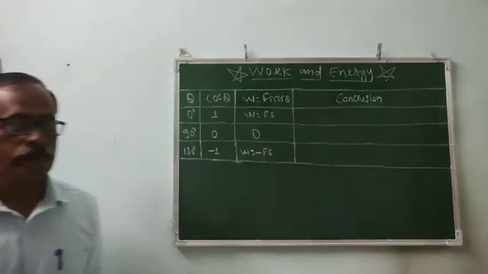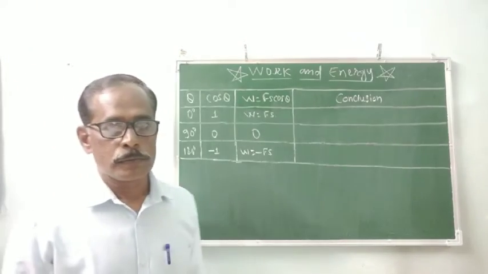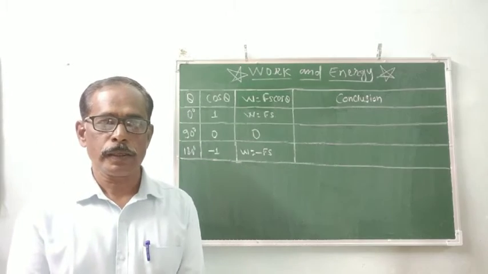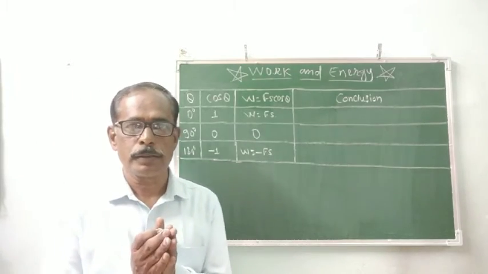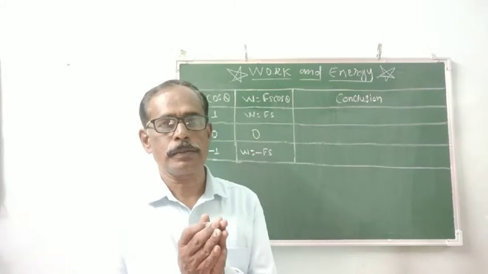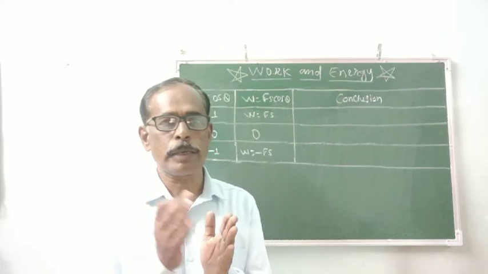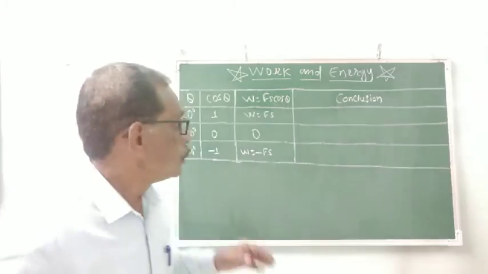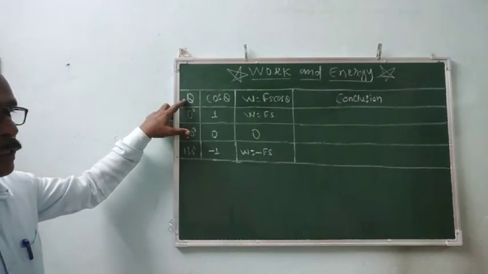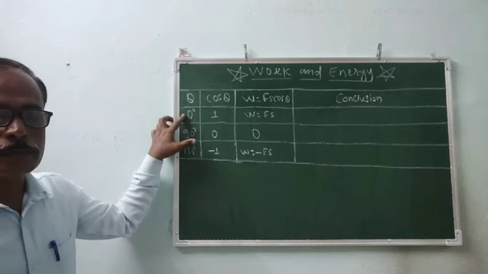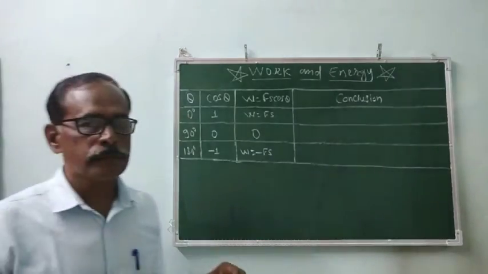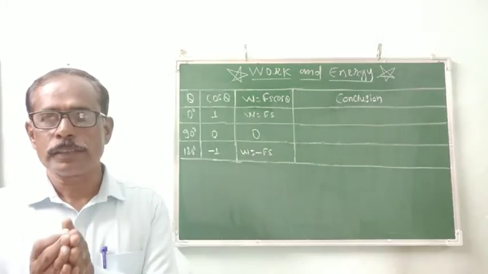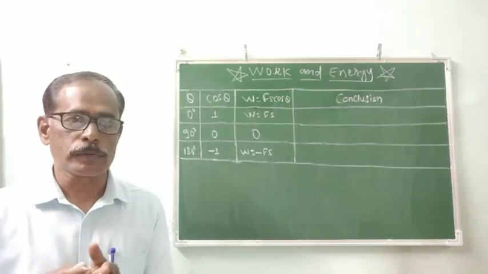See here in the table, we have given the theta. What is the theta angle? Theta is the angle in between the direction of the applied force and the direction of the displacement. See here, the value of theta is 0, it means 0 degree. It means the angle in between the direction of the applied force and the direction of the displacement is 0.